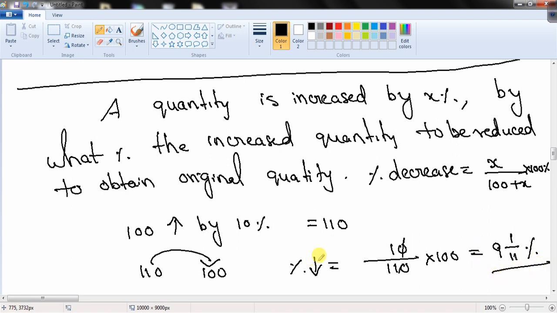9.09%. Students always think that if I am increasing something by 10%, I should decrease the increased quantity by 10%, which is not correct. Since the quantity now is higher, you should reduce it by only 9 1 by 11% to get back to the original quantity. So this is the formula.